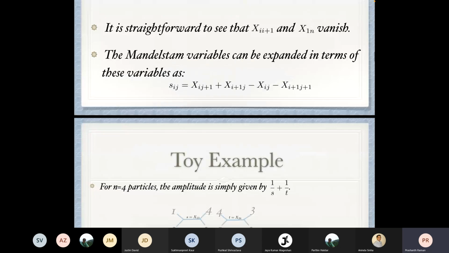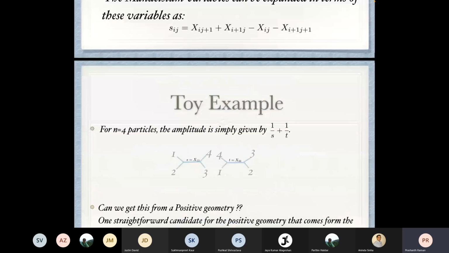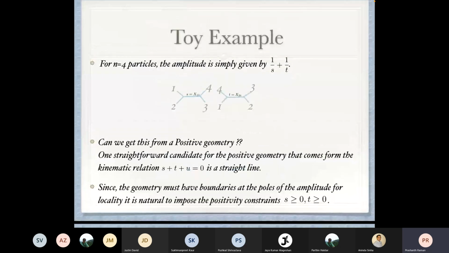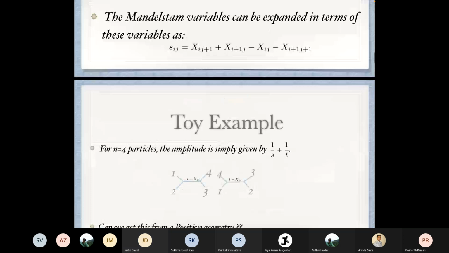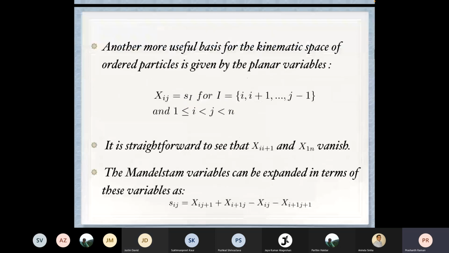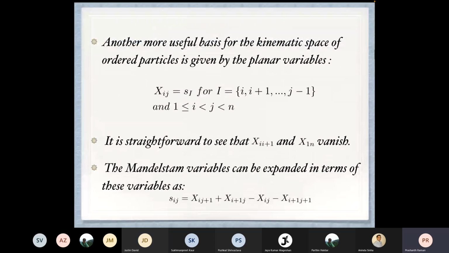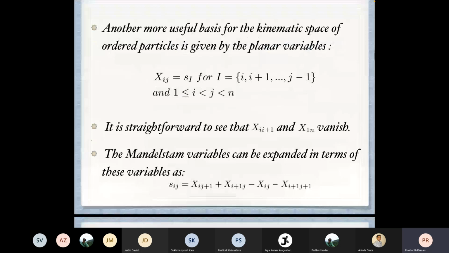Okay. So now let's consider a toy example and try to see how all the features of the positive geometry framework that I talked about come about. So the x_ij's are independent, I mean completely independent. There's no relation between x_ij's. Basically there are two relations where they go to 0, which is just masslessness and momentum conservation. Apart from that, they are all independent.